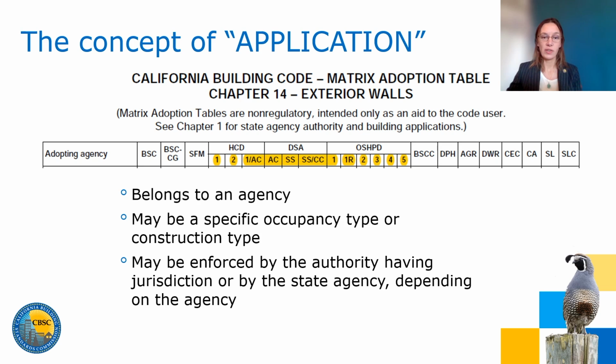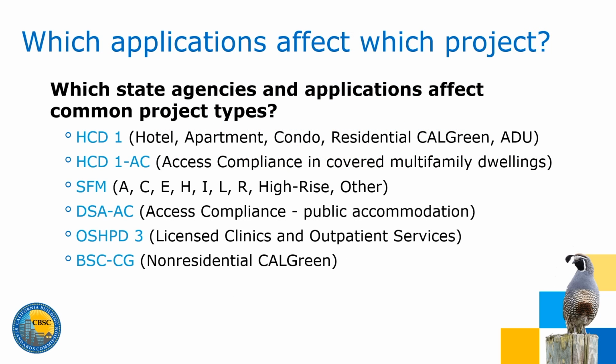Some of the applications are regulated by state agencies, are also enforced by those agencies, while others require the local jurisdiction to enforce. Chapter 1 of each part of Title 24 details state agency authority and enforcement for different project types. Then, MAT at the beginning of a code chapter provides information about how the chapter and different sections are adopted and amended by each agency.